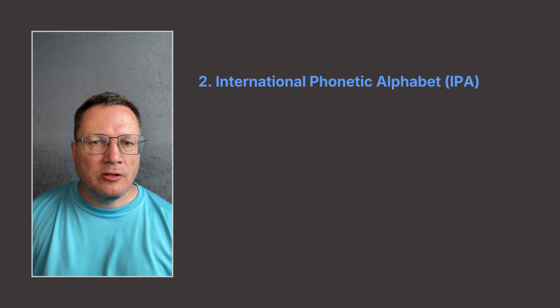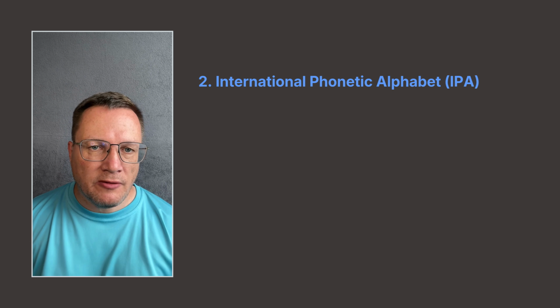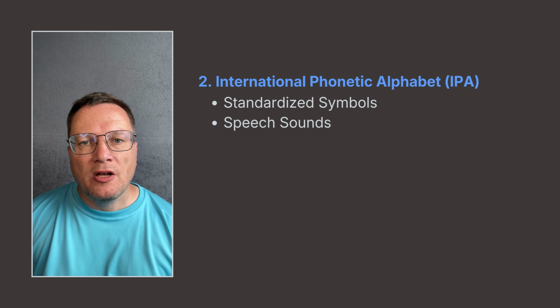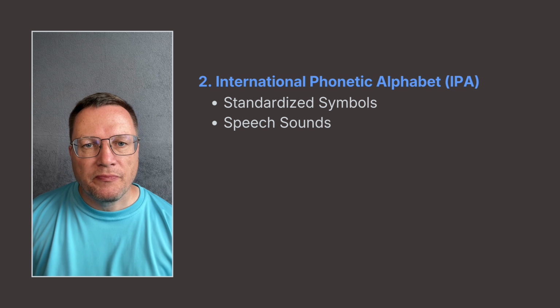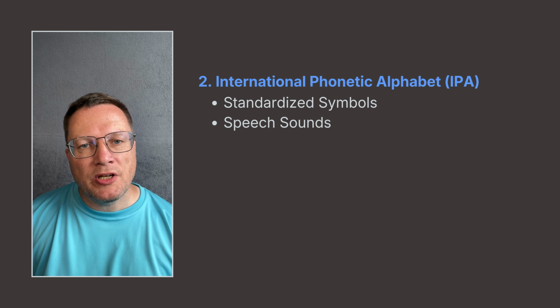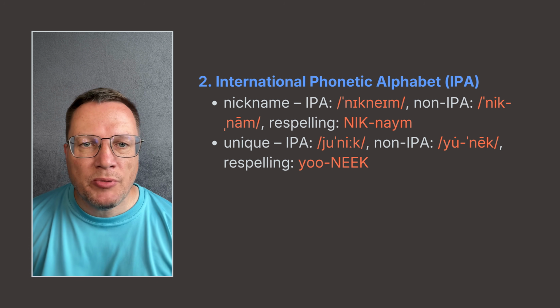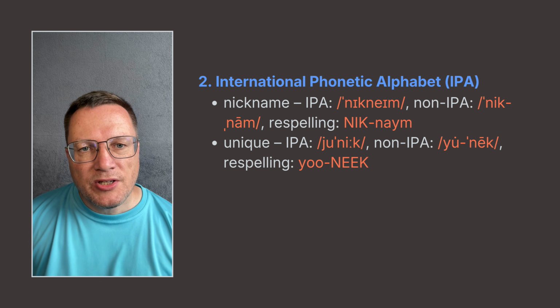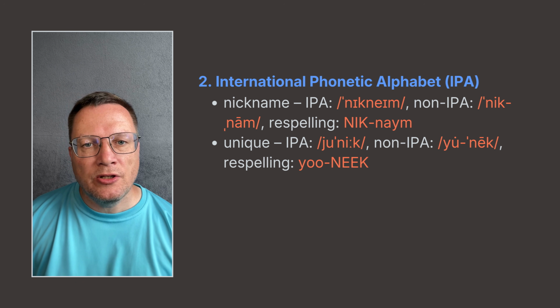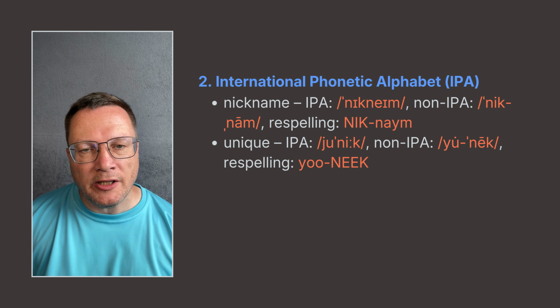2. International Phonetic Alphabet, IPA. The International Phonetic Alphabet is a standardized system for representing the sounds of speech. It provides a consistent way of showing pronunciation regardless of spelling. Consider the pronunciation of the words nickname and unique. Although both words contain the letter I, phonetic notation shows that it represents different sounds. This is one of the main advantages of phonetic notation over ordinary spelling.